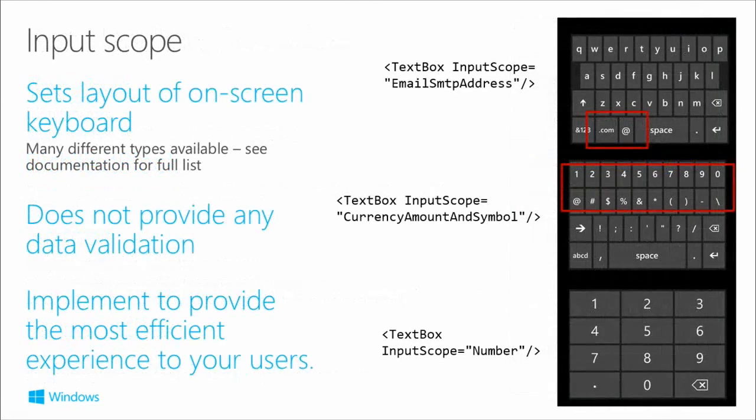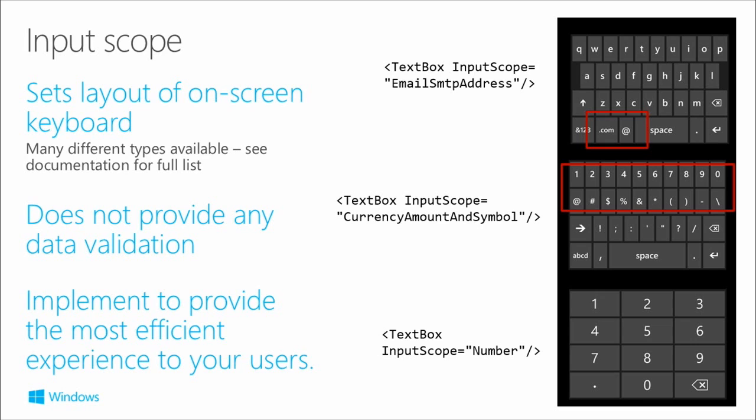Not for you. Input scope is one of the properties you can put on a text box, which influences the particular keyboard the phone shell will display for you. In the top example, you've got a text box with input scope equals email SMTP address. What it does is add onto the keyboard, displaying characters right up there that are commonly used in email addresses. And the next one is a currency amount and symbol.